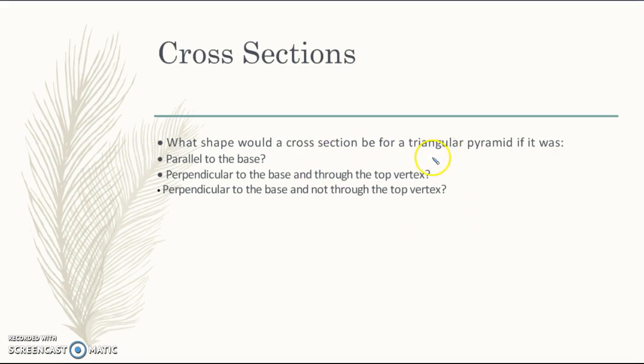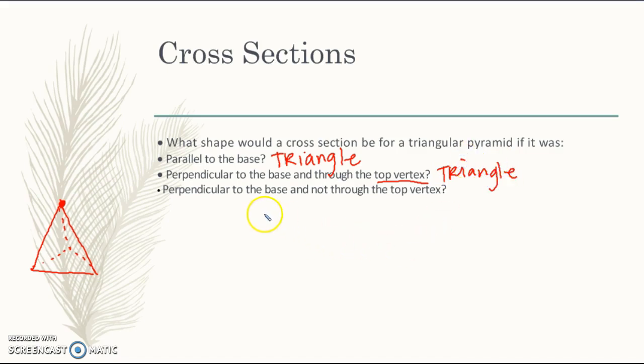So for the first one, we've got a triangular pyramid. Right, so that means my base is a triangle. So I got a triangle base. All right, so here's my pyramid. And the first one is parallel to the base. Well, no matter what, parallel to the base is the same shape as the base. So in this case, it's a triangle. Perpendicular to the base and through the top vertex, that's this up here. So anytime it's through that and perpendicular to the base of a pyramid, it's going to be a triangle. And then not through the top vertex, but parallel, it's going to leave us with a trapezoid.